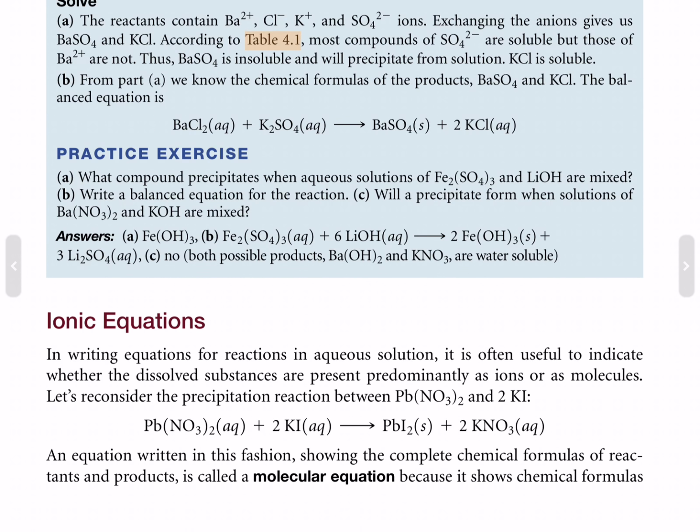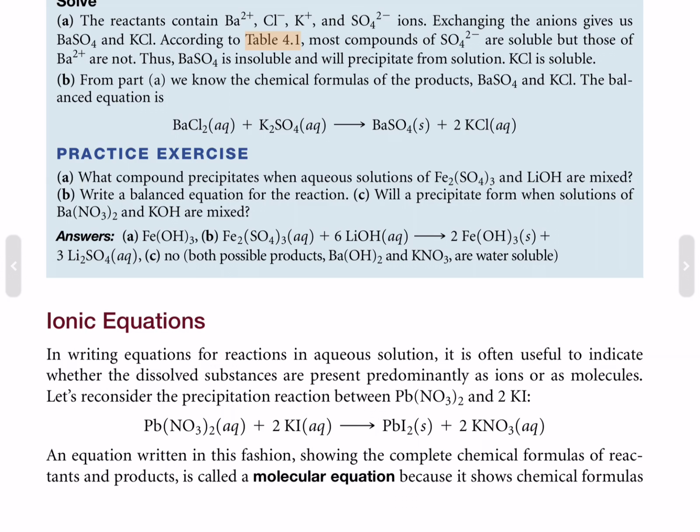Ionic equations. In writing equations for reactions in aqueous solution, it's often useful to indicate whether the dissolved substances are present predominantly as ions or as molecules. Let's reconsider the precipitation reaction between lead nitrate and potassium iodide. Lead nitrate aqueous plus potassium iodide aqueous yields lead iodide solid plus potassium nitrate aqueous.